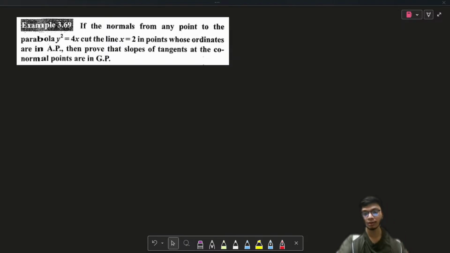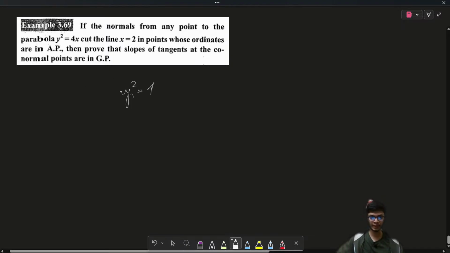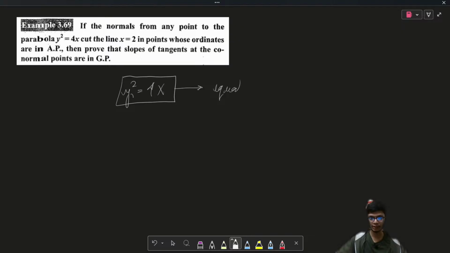Okay, let us see the discussion of this problem. What is given to us is a parabola of the form y squared equals 4x, which is a very standard parabola, right? And if I write down the equation of the normal at any point P, which is given in terms of a parameter.